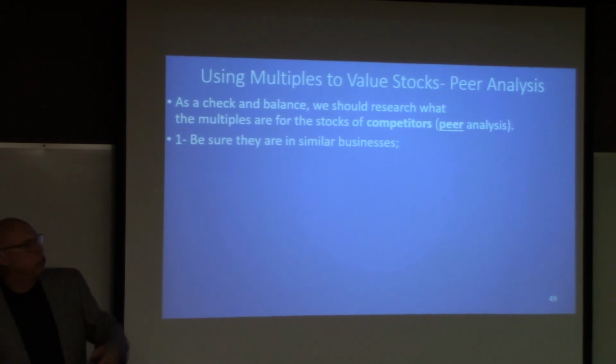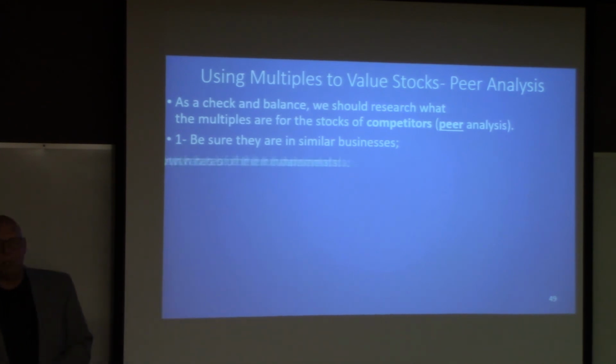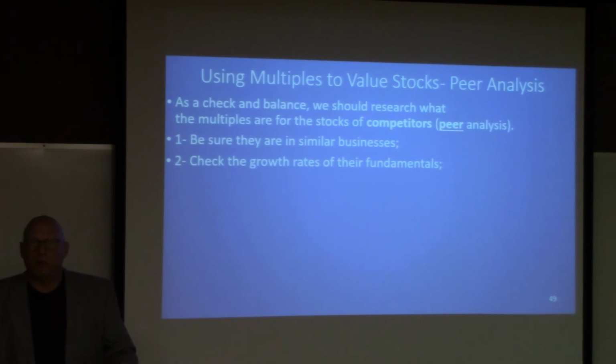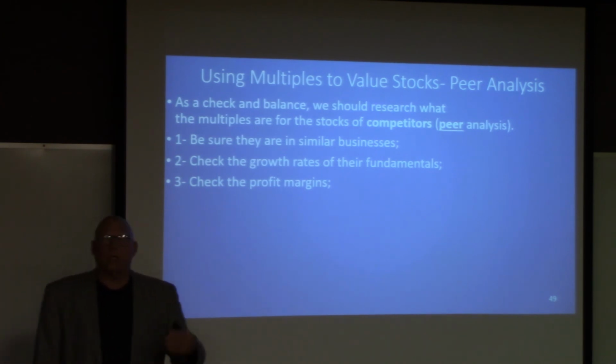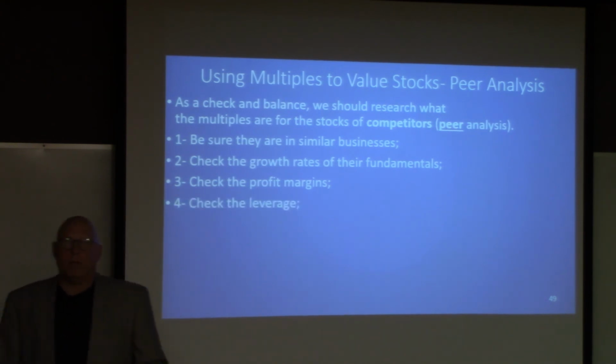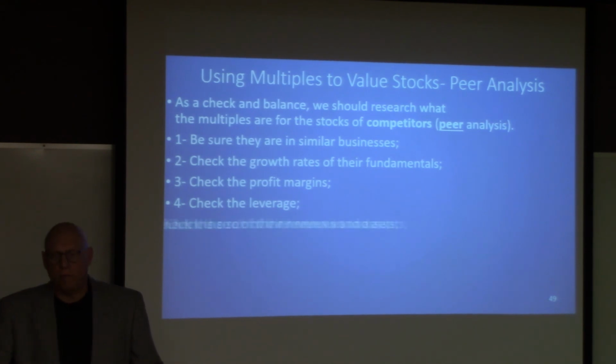Be sure when we pick a peer that they're in similar businesses. You check the growth rate of their fundamentals. If one company is growing their fundamentals a lot faster than another company, you can't use those multiples. Check out the profit margins. If one company is much more profitable or much less profitable, you can't use their multiples. Check out the leverage. If one company has a lot more leverage than another company, you can't use their multiples. You can use the multiples, but you have to adjust for all of these variables.